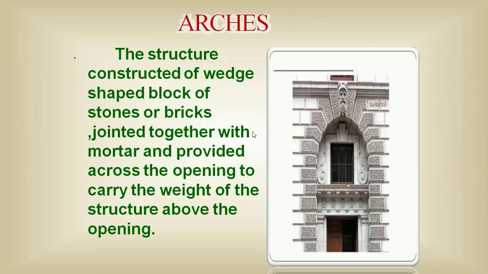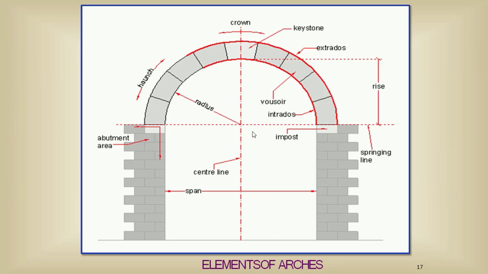So an arch is a structure constructed with wedge-shaped bricks or stones joined together with mortar. The loads tend to make the bricks compact, which we can call a compressive load. The loads get transferred to the abutments, that is the supports, as a thrust. Basically, as you can see, these are the elements of the arch.